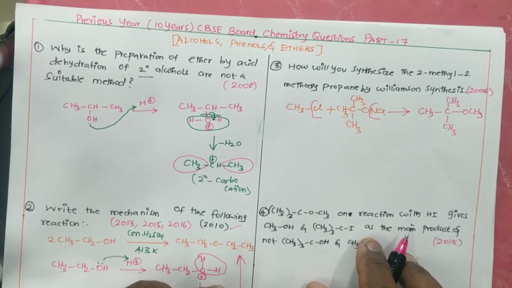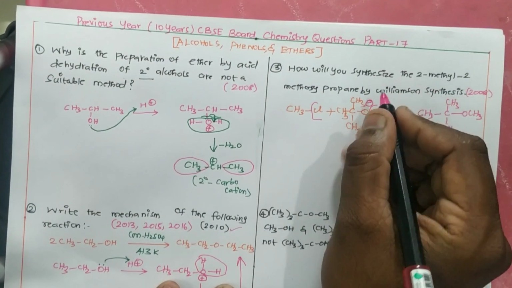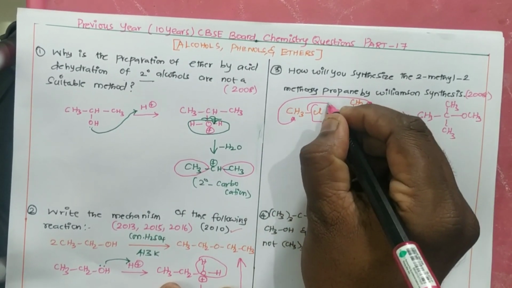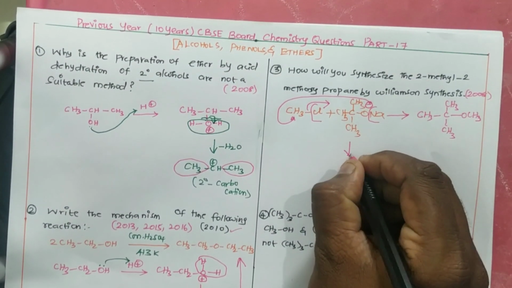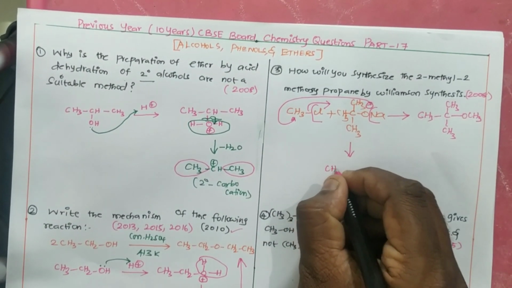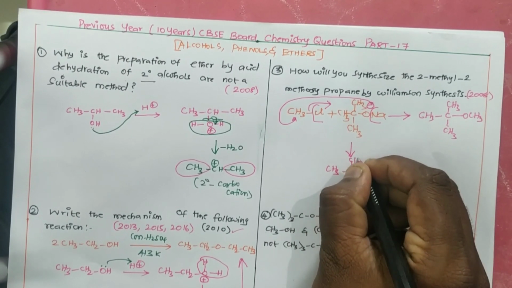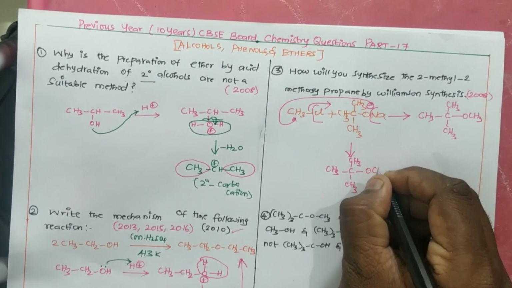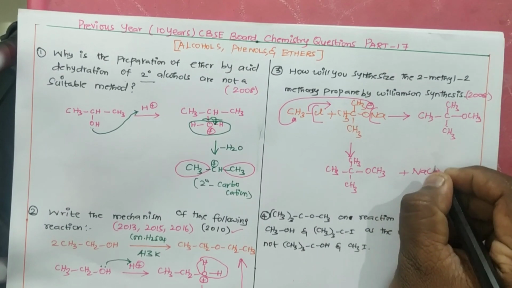Here, the alkoxide will be acting as a strong nucleophile. This nucleophile will come and attack this carbon, and by the way, it eliminates this Cl minus. That is the mechanism behind it. So I'll be getting CH3, one more CH3 is there, along with that CH3 will be getting attached, and I'll be getting NaCl as a byproduct.